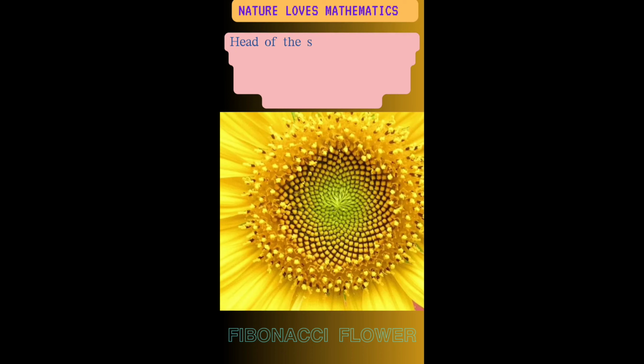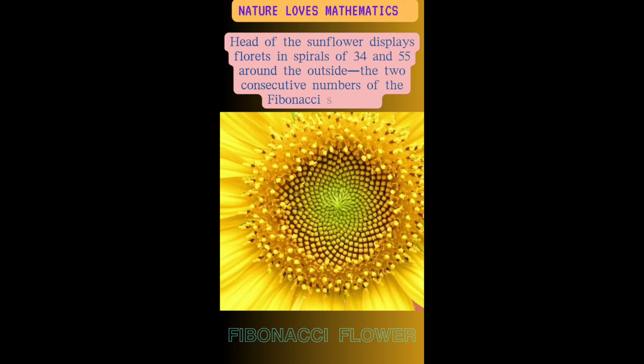Do you know why the sunflower is so beautiful? Because if you look closely at the sunflower, the florets in the head are in a spiral sequence. If you count the florets, you will get 34 and 55, which are two consecutive numbers of the Fibonacci sequence.